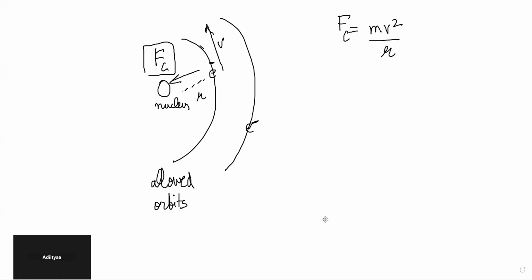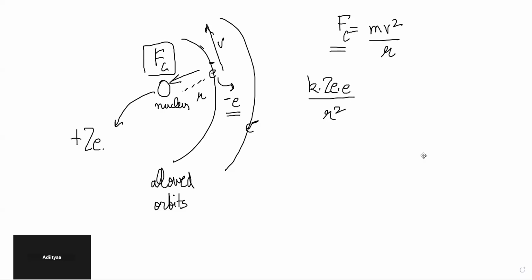Now, let's think about the Coulomb force of attraction. The nucleus will have a charge of plus Ze, because of that many protons. The electron has a charge of minus e. So the magnitude of this attractive force, the Coulomb force, is going to be k Ze times e by r square. That should be equal to m into v square over r, the acceleration produced by it. This is like a circular motion physics equation, right?